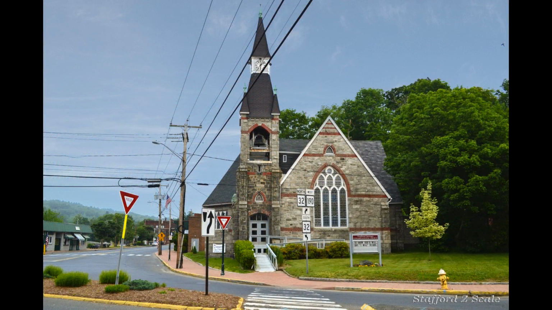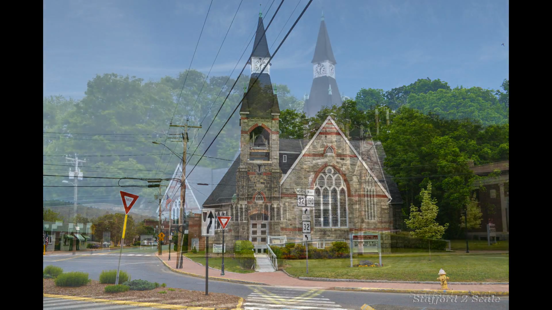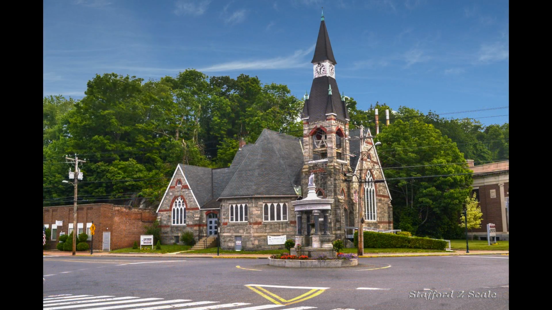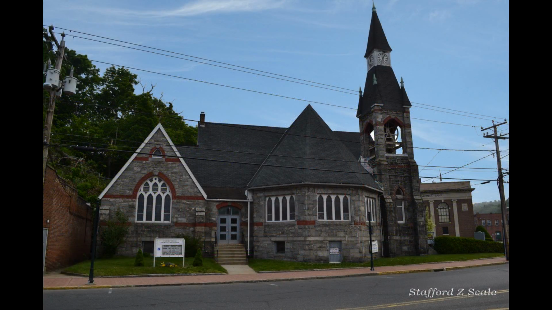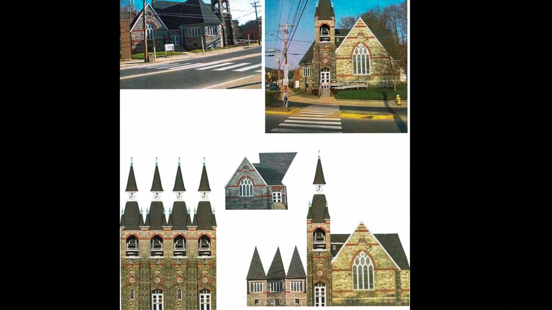Some of the hardest buildings to recreate were the Congregational Church, built in 1850, and the old Stafford Library that is now the Historical Society. The many roof angles and the clock tower were definitely a challenge.